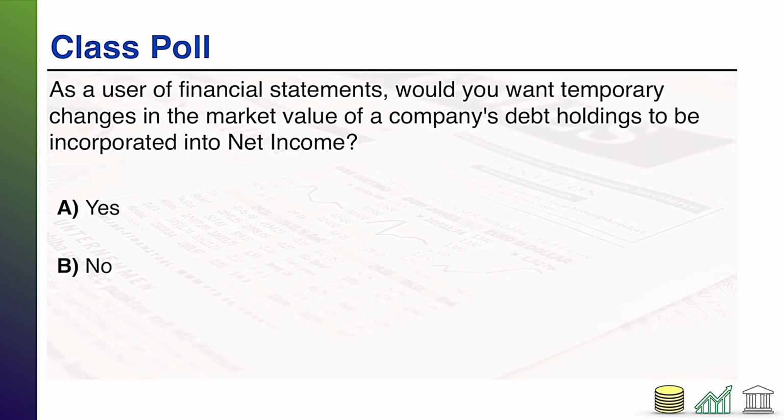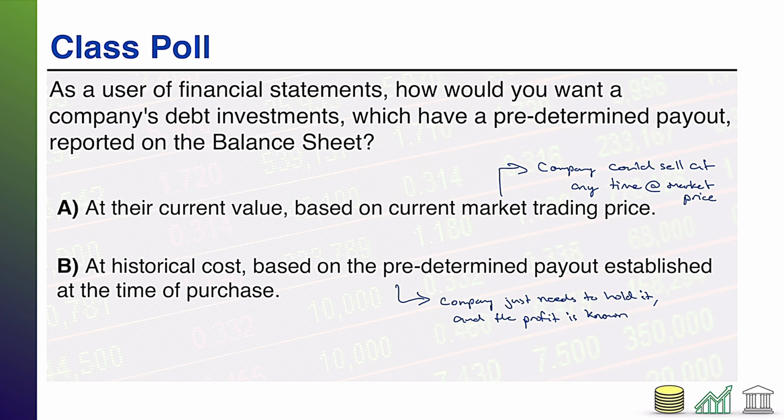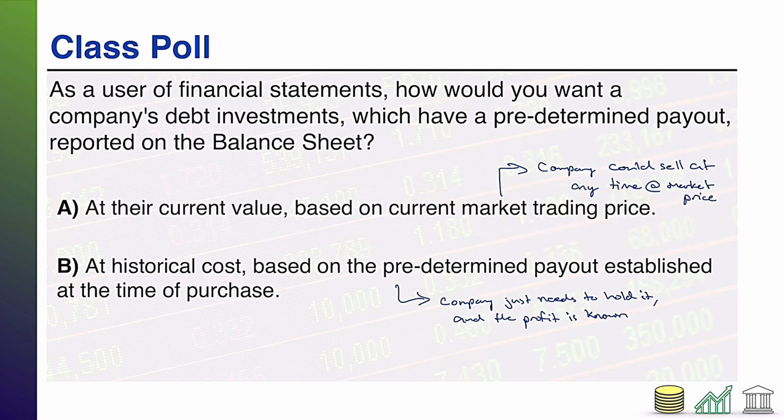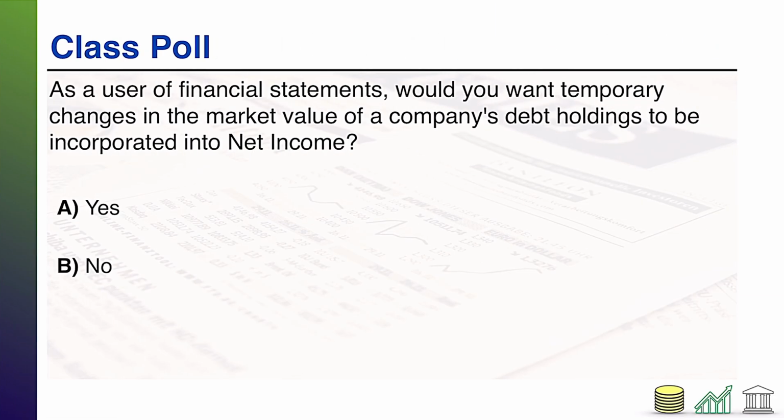So think about it a moment, come back when you're ready, and I'll talk through this as well. All right, so here's the deal. When we did equity investments, it was like choice A and choice A go hand in hand. And the same applies here. If you are in the camp that you would like to see debt investments on the balance sheet at the current market price, well, in order to get them to that current market price, you have to record a journal entry, and that journal entry is going to end up affecting net income.